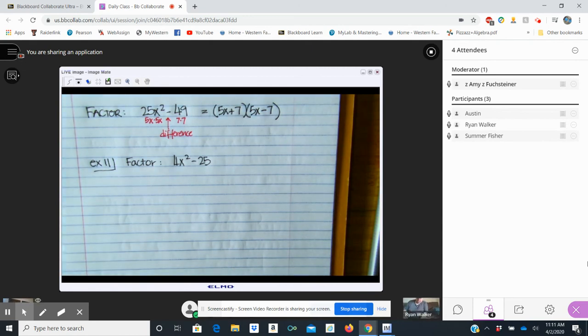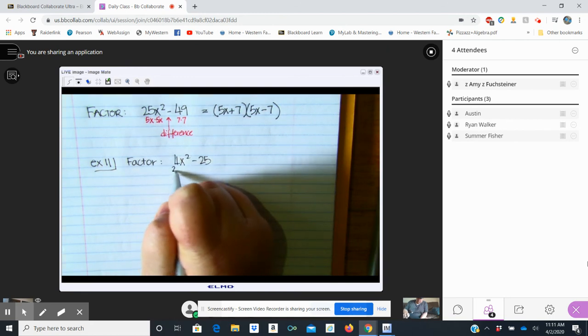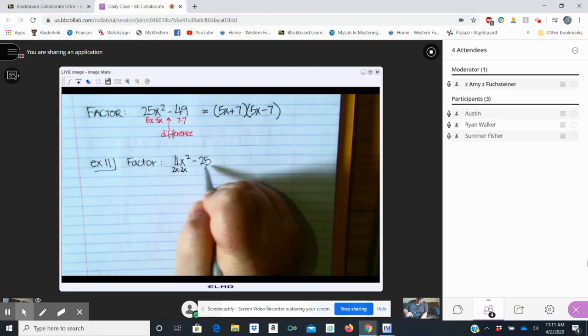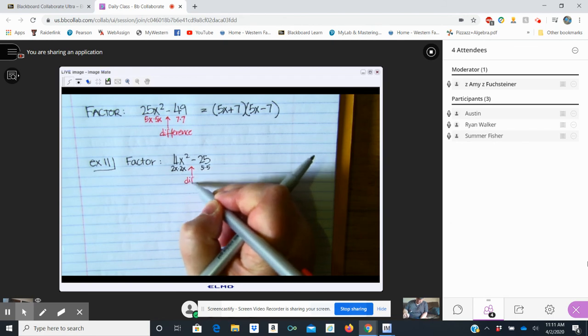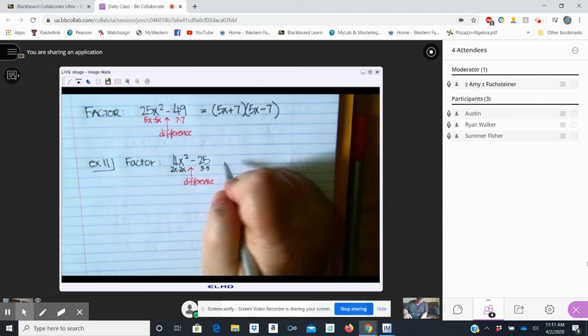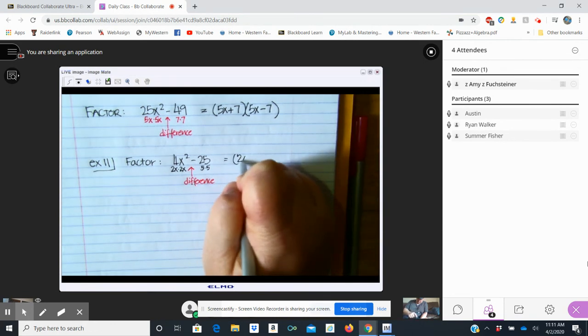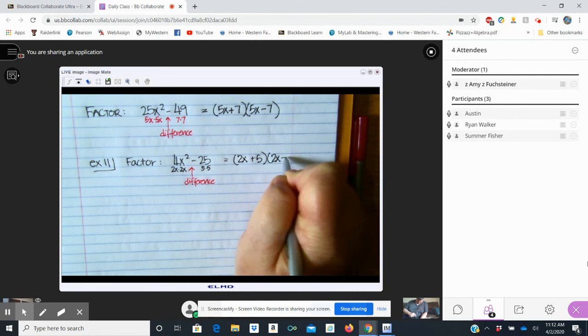So here I've got 4x squared minus 25. 4 is a perfect square. x squared is a perfect square. This would be 2x times 2x. 25 is 5 times 5. And this is indeed the difference. So I can use my pattern here to say that this is 2x plus 5 times 2x minus 5.